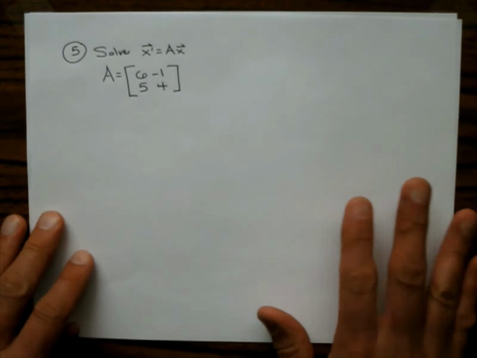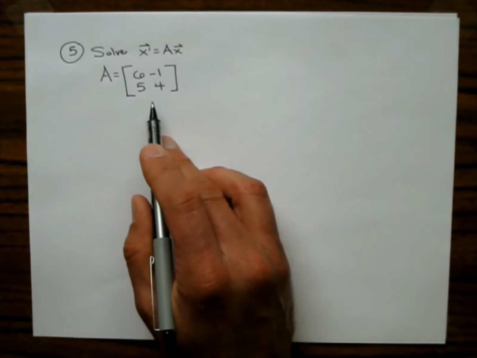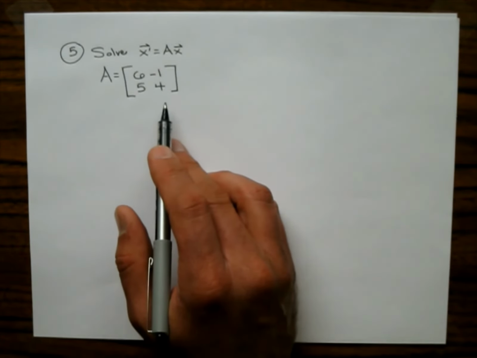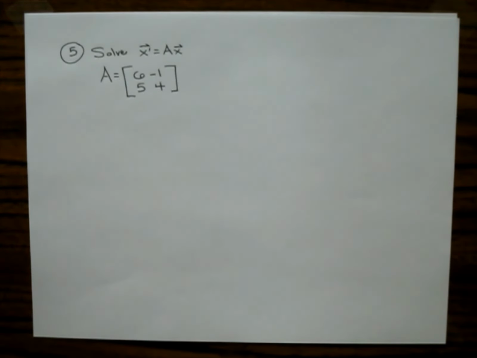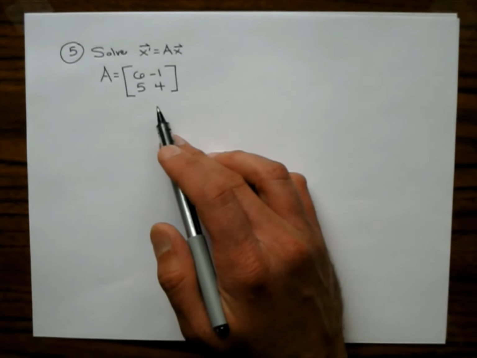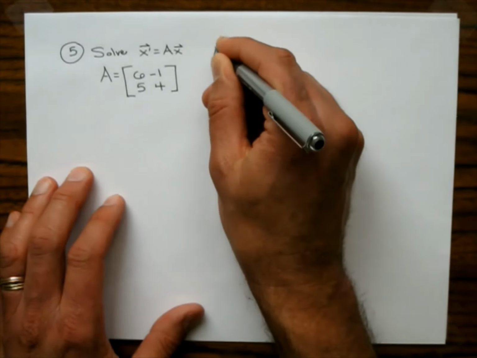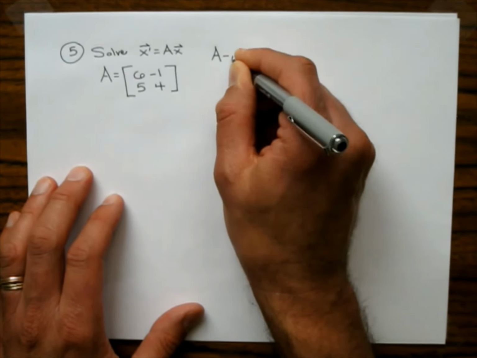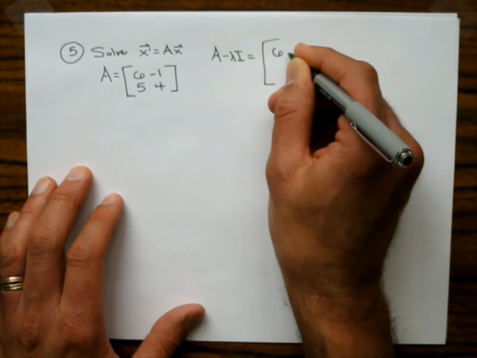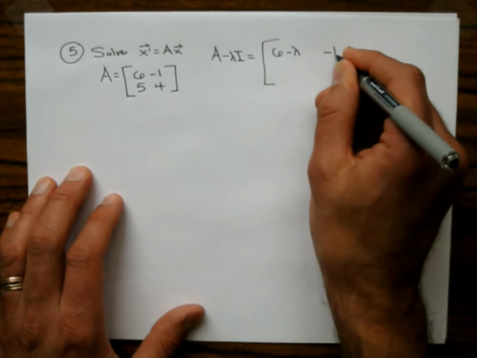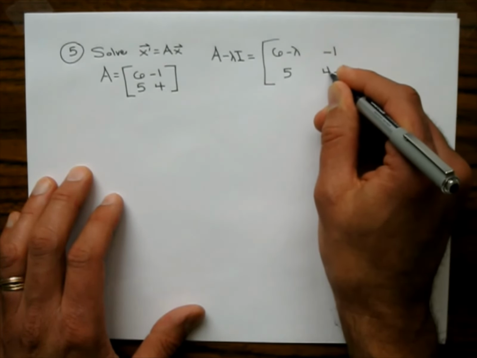Number 5 is when we went back to a 2 by 2 matrix. Let's see how we would solve this system of differential equations. The first thing you want to do is compute the eigenvalue-eigenvector pairs. So we have A minus lambda I equals 6 minus lambda, -1, 5, and then 4 minus lambda.